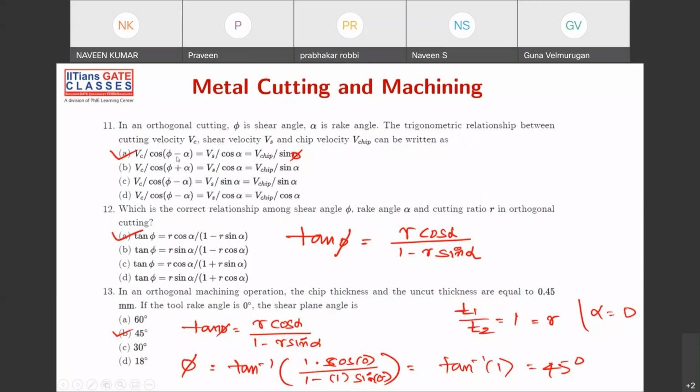That is Vc by cos phi minus alpha is equal to Vs by cos alpha, that is equal to Vf or V chip by sin phi. You copy this relation first. I'll wait here. Then we have to use the relation with the problem that I have shown there, and tell me the answer. If you're copying, let me know. Okay. Did you copy this relation?